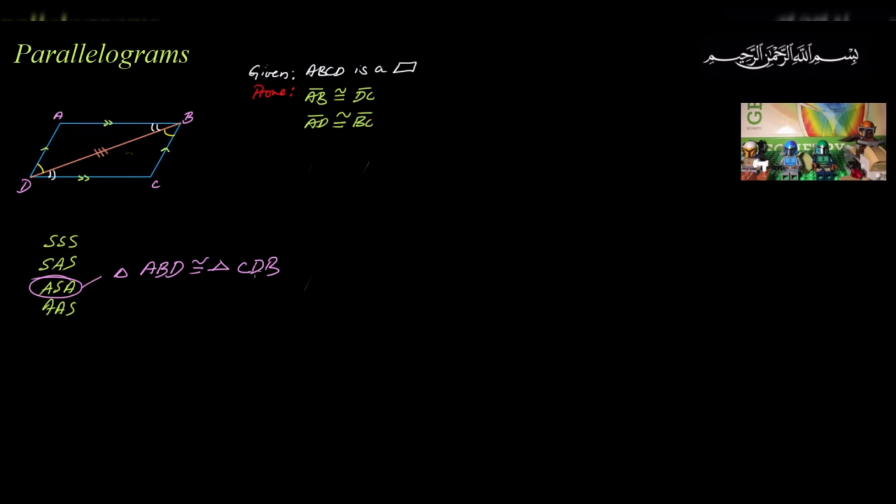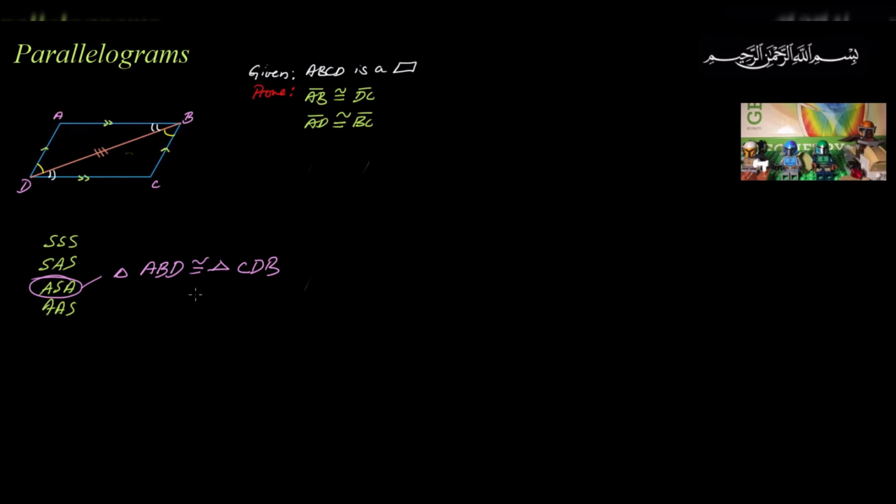Once we've done that, we can say that AB is congruent to DC because of CPCTC, and we can say that AD is congruent to BC also because of corresponding parts of congruent triangles are congruent. And that's how we get this proof done.